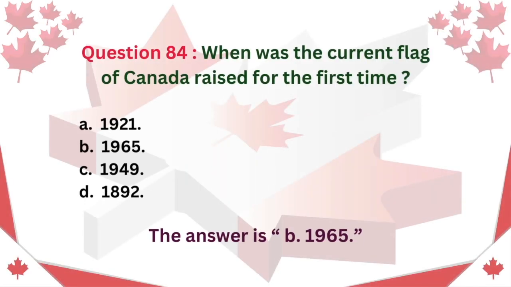Question 84. When was the current flag of Canada raised for the first time? A. 1921. B. 1965. C. 1949. D. 1892. The answer is B. 1965.